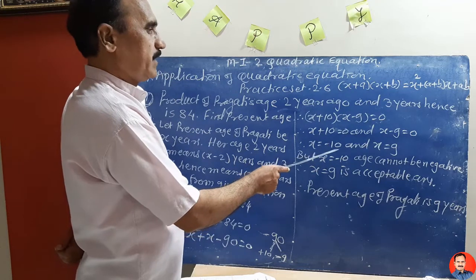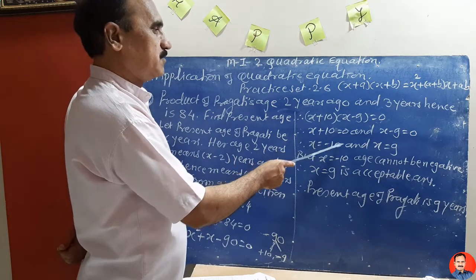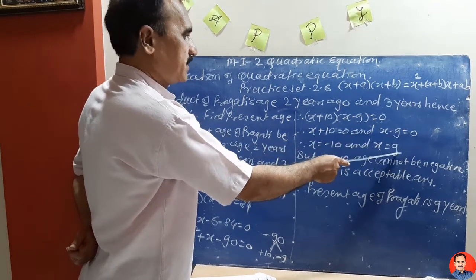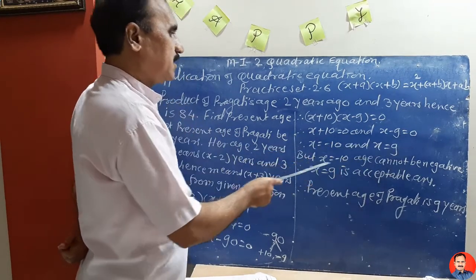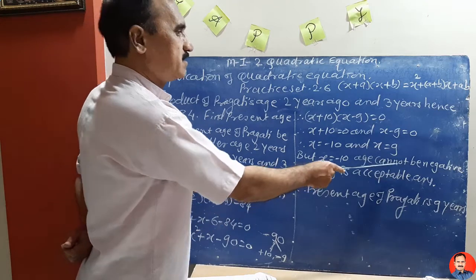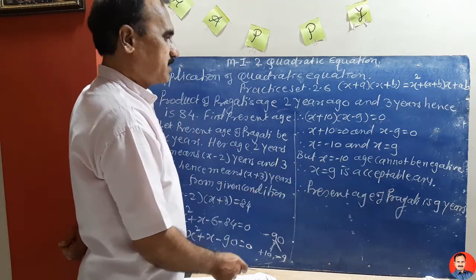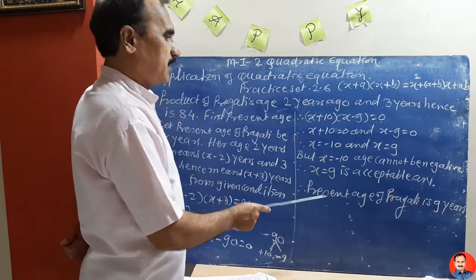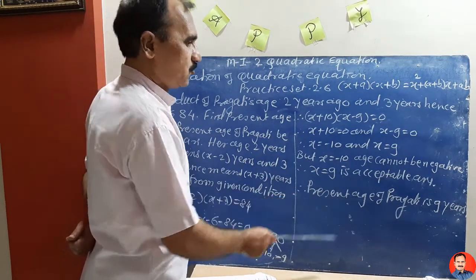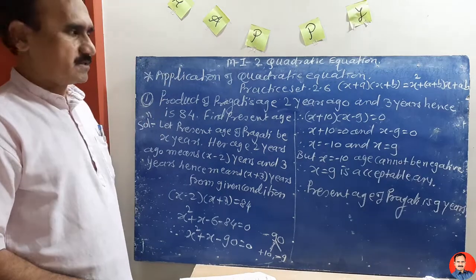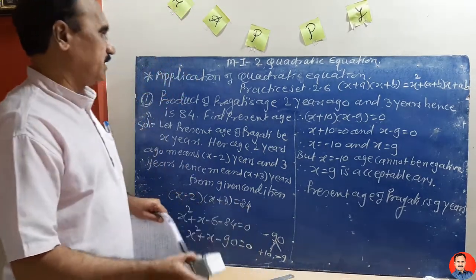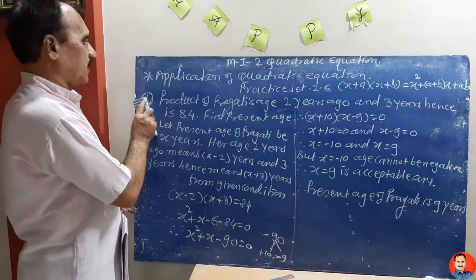Therefore x is equal to minus 10. If 10 goes on that side, it becomes minus 10. And minus 9 goes on that side, it becomes plus 9. X is equal to 9. But x is equal to minus 10. Age cannot be negative, and therefore the acceptable answer is x is equal to 9. That means present age of Pragati is 9 years. Okay, this is a very easy example. Now we are going to see the next one, that is the second example.